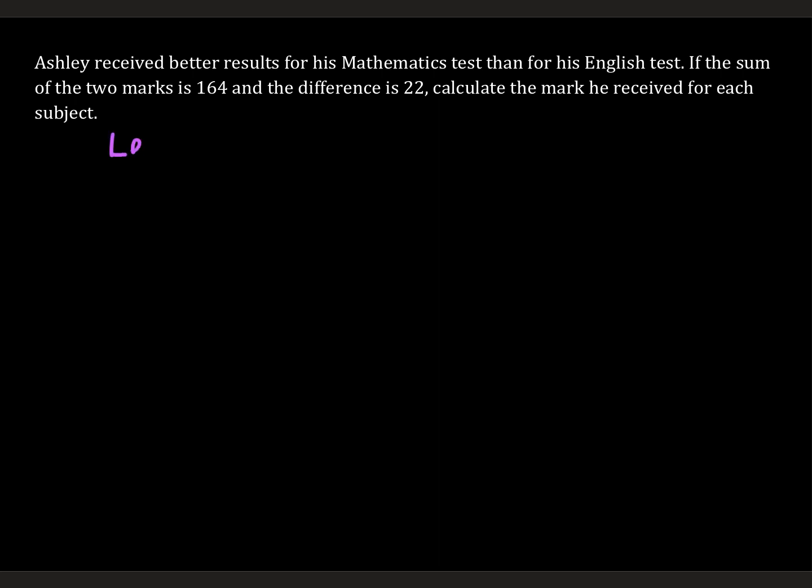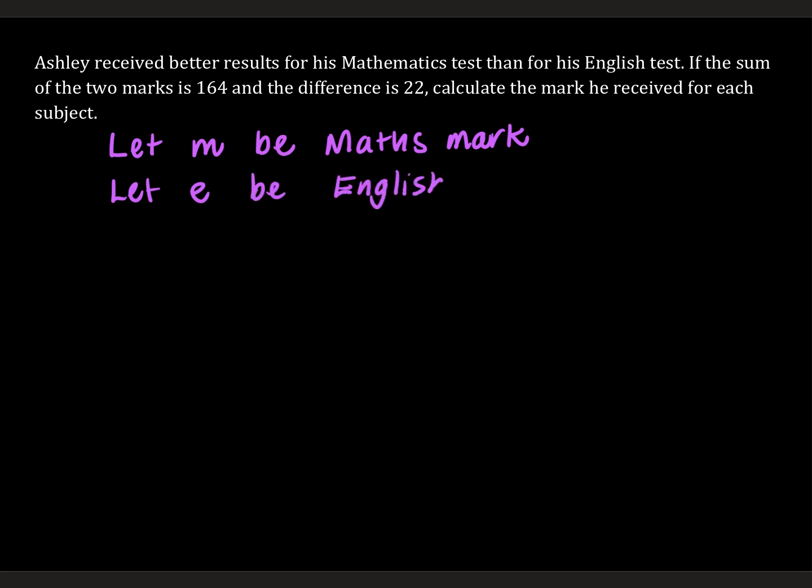We say, let M be the maths mark. Okay, so I chose M for maths because math starts with M. And then let E be the English mark. That is called defining the variables, and it is the first step in pretty much every problem. Next, I'm going to go on and read the question.